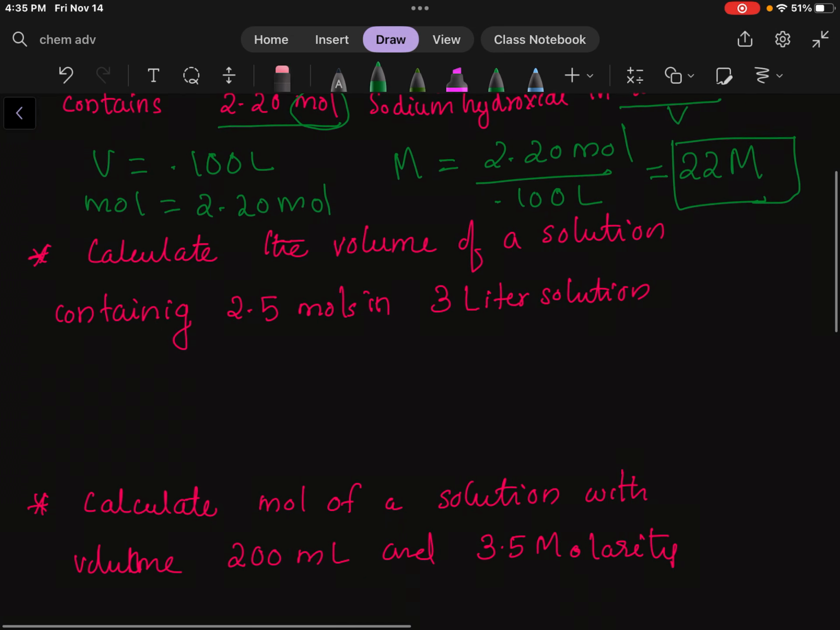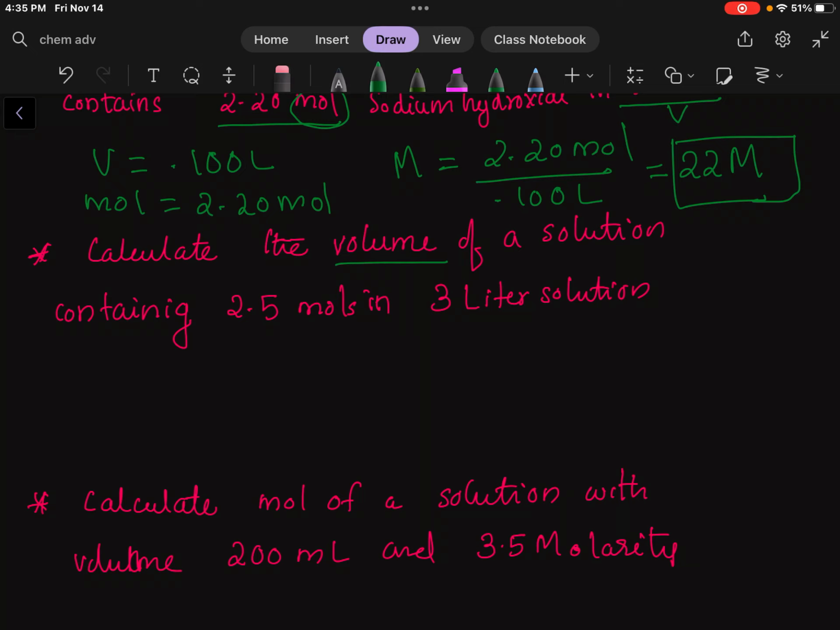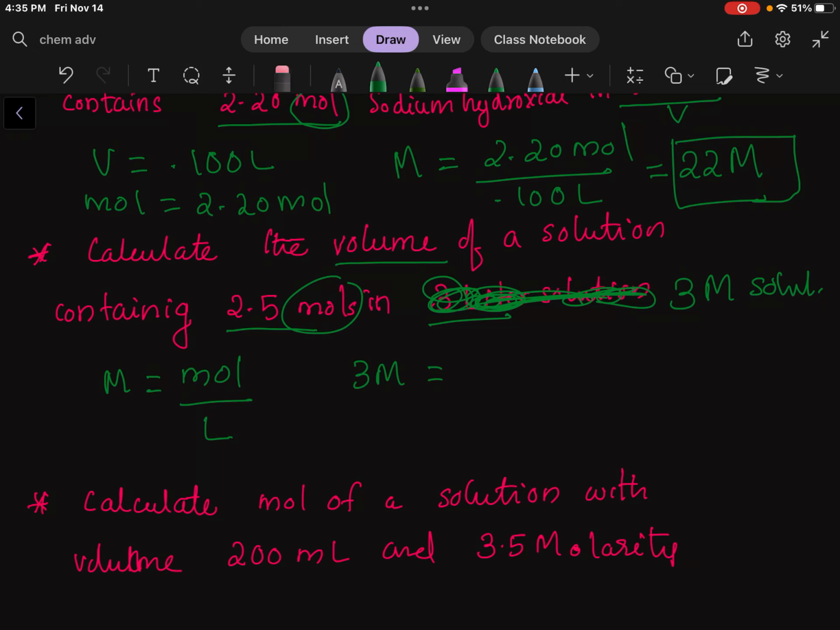Okay, second question. This time you are going to find the volume. It says 2.5 moles in a 3 molar solution. So moles are given and molarity is given, and you are going to find the volume. Just substitute into the equation: molarity is equal to moles over liter. Molarity is 3, moles is 2.5 mole, and you are going to find the liter.